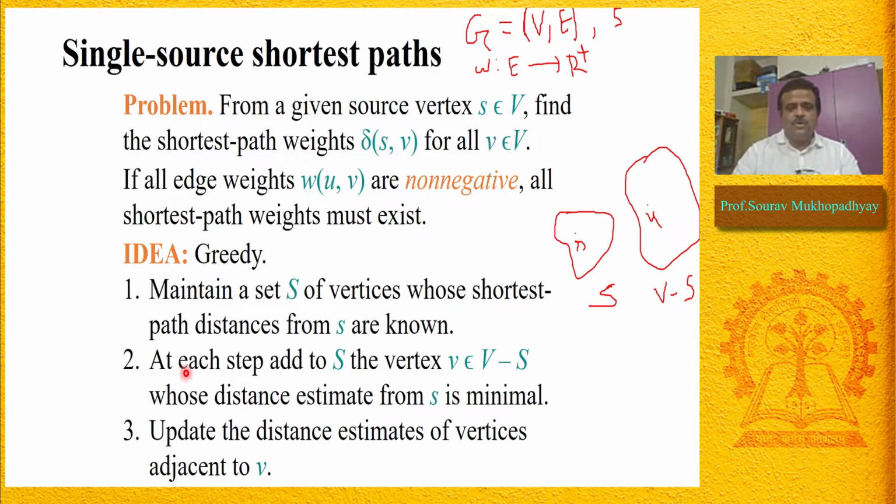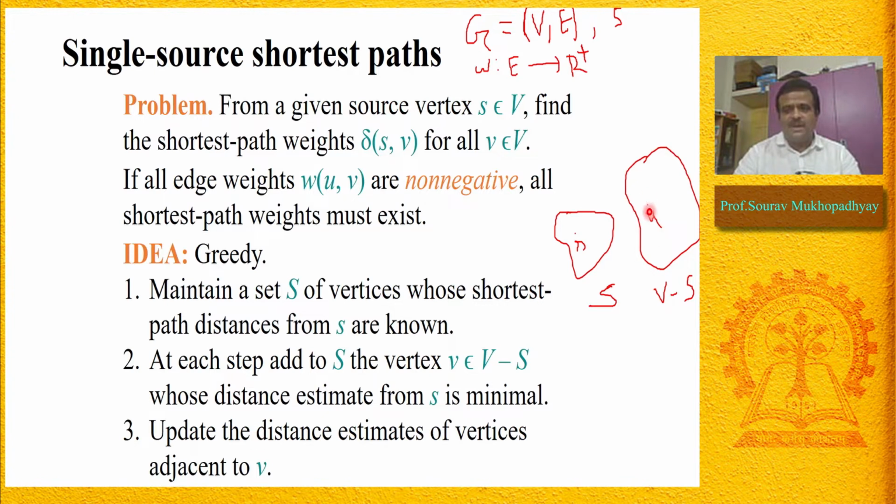So the idea is, at each step we add a vertex from V minus capital S whose distance estimate from s is minimum. That is the greedy choice, the local optimal, and it will be the global optimal. We have to prove that. We have many vertices over here, and we capture the vertex whose distance estimate from s is minimum. That is the key of each vertex: we key each vertex by the distance estimate of that vertex from the source vertex.